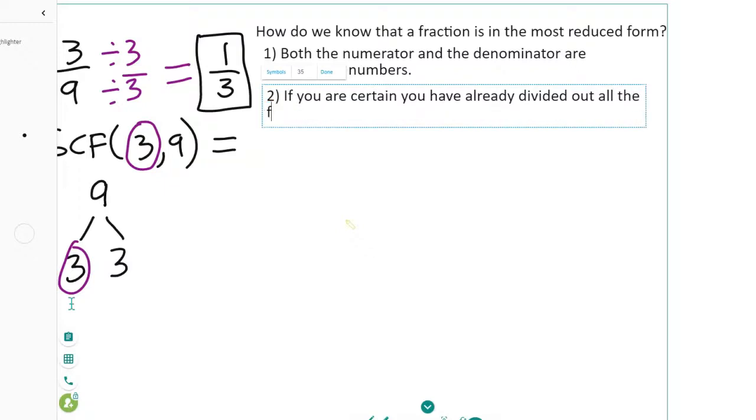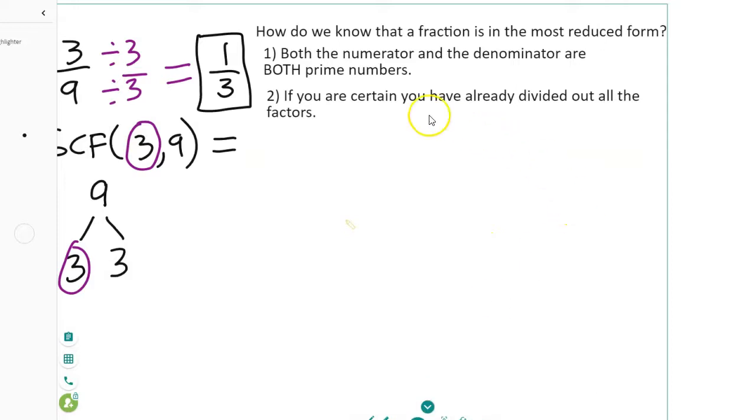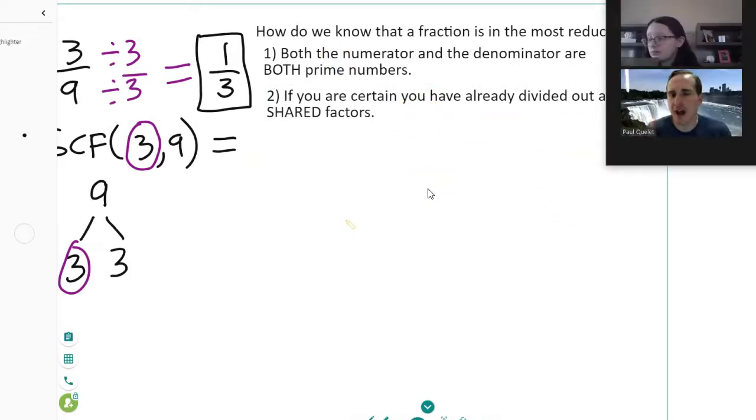all the factors. Now, by the way, when I say all the factors, I mean shared factors. Did you notice in each of the last 2 problems, I was circling in purple the number they share? In order to find the greatest common factor, you need all the numbers they share, and then you divide by that. So if you've divided out all the shared factors, you're done.